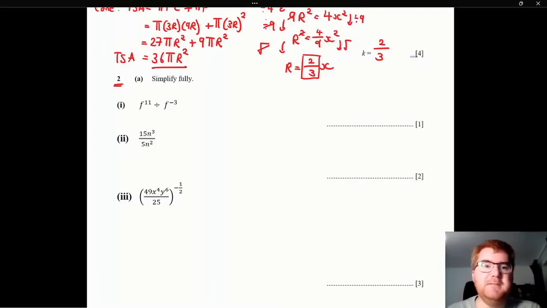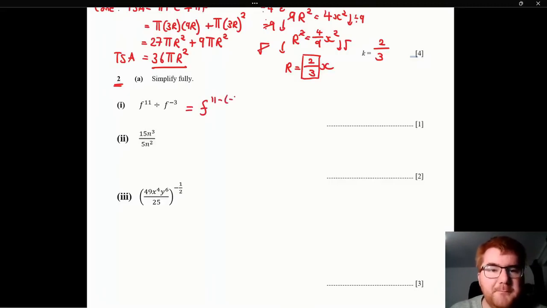First of all, we need to simplify fully. So some indices questions, which I do go through in that workshop as well. So here, remember, with small numbers with division, we are minusing the small numbers. So we have to be very careful here. 11 minus minus 3. 2 minuses make a plus, so 11 plus 3. And that gives us f to the power of 14.